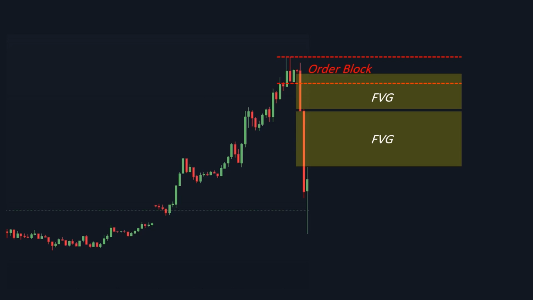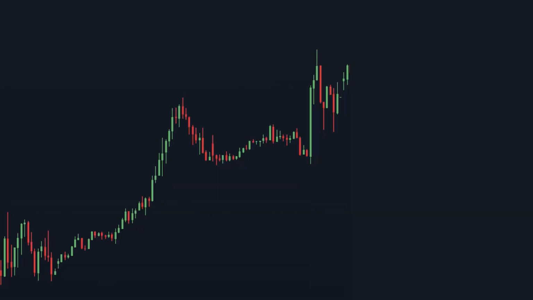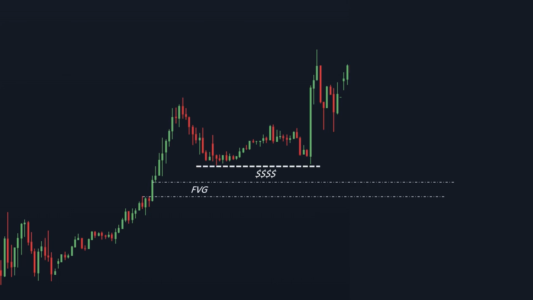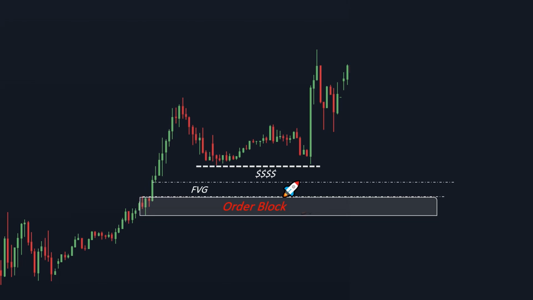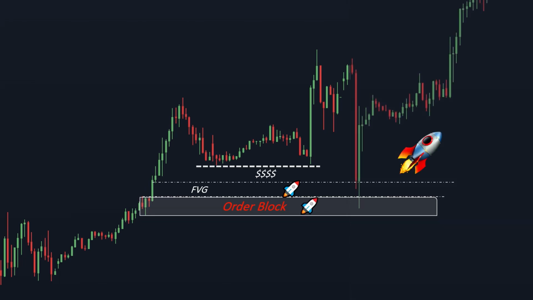fill those empty areas. Think of it like this: an order block itself already has an incentive for the price to return to that area. Now, if there's an imbalance there too, it's like the incentive for the price to come back is doubled.